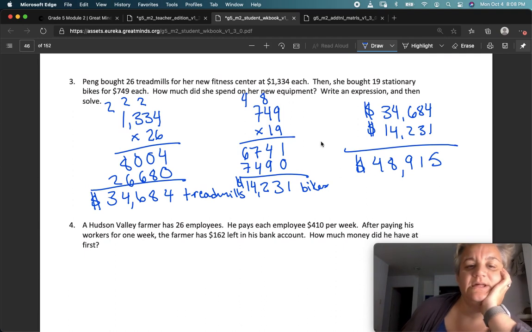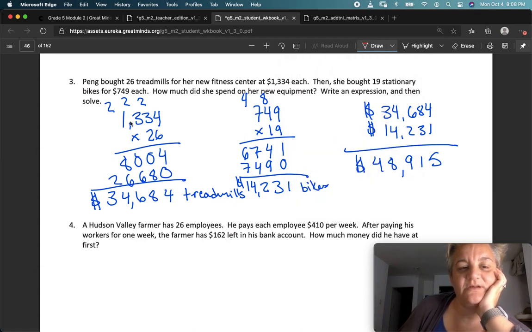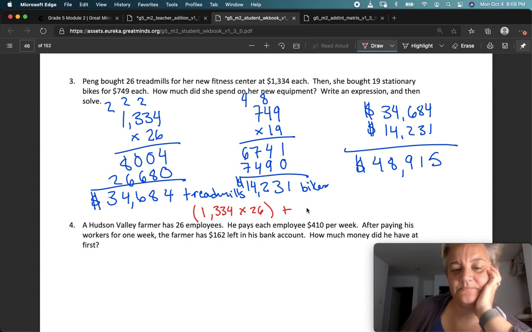There we go. All right, now it did say write an expression, and we forgot to do that. So let's go ahead and write an expression at the bottom. First of all, we had to multiply 1,334. Oh, that comma is terrible. Let me change it. Times 26. Then we had to add that number, right? That's the number here. To 749 times 19. And that gave us our total. Okay, there's our expression.